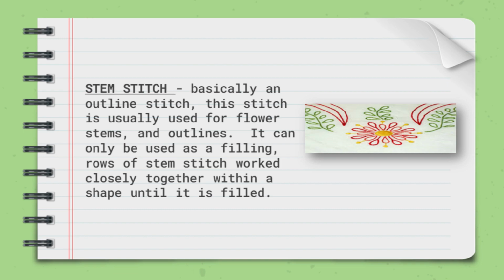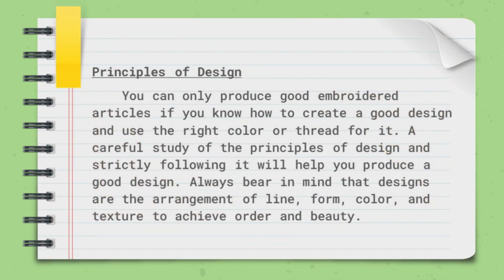Last, stem stitch, basically an outlining stitch. This stitch is usually used for flower stems and outlines. It can also be used as a filling. Rows of stem stitch work close together within a shape until it is filled.